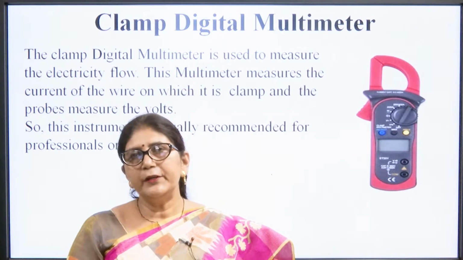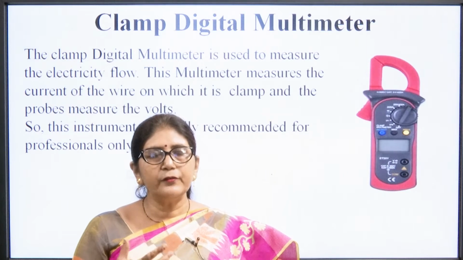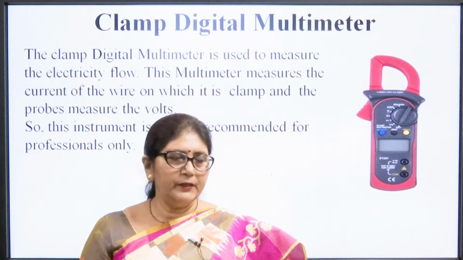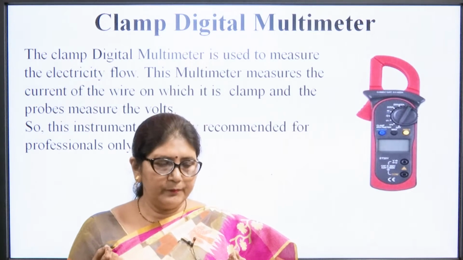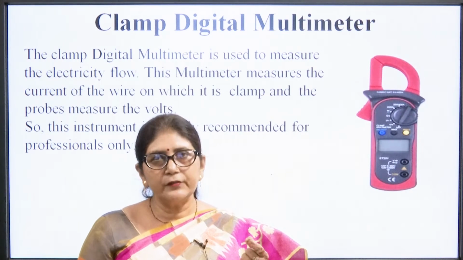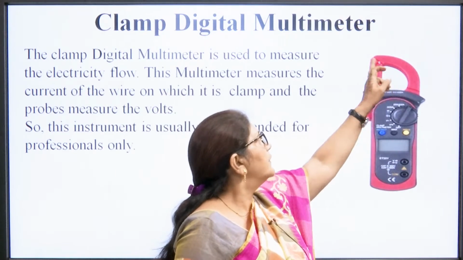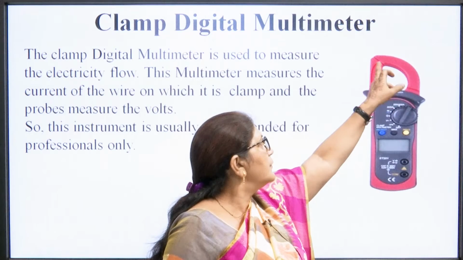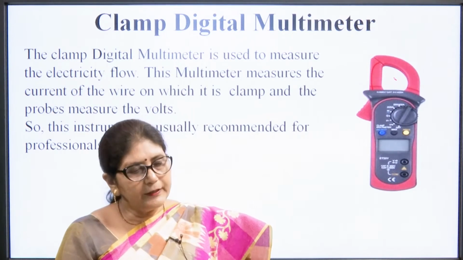Then there is the clamp digital multimeter also. If we want to measure current using any multimeter, this clamp multimeter is a very good device for that, because we do not have to break the circuit to measure the current. We put the wire between the terminals of this instrument, and it will directly measure the current.